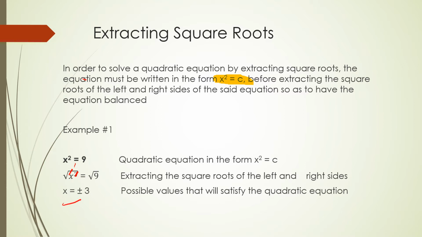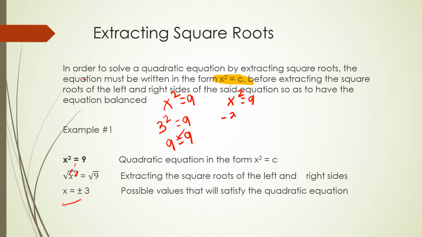So, you have the value of x, which is positive 3 and negative 3. If you're going to check, you simply substitute each value. Galing kay x squared is equal to 9 from the original equation, papalitan lang natin. So, you have 3 squared is equal to 9. What is 3 squared? That is 9, is equal to 9. So, pareha sila.